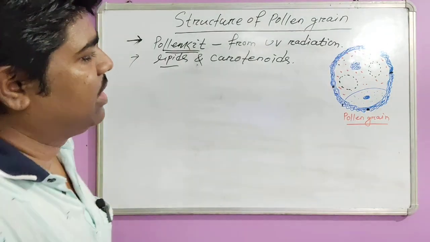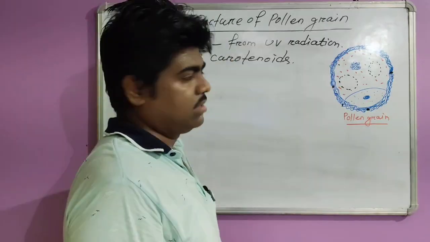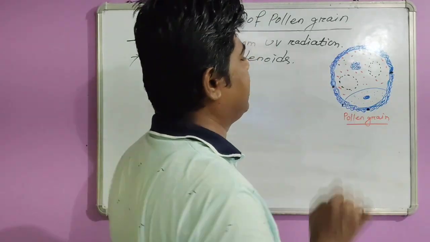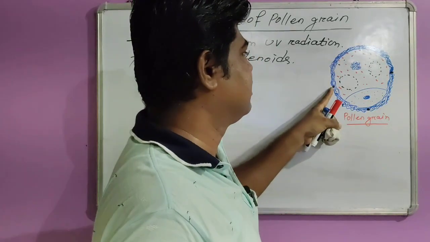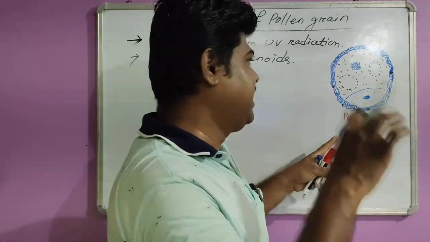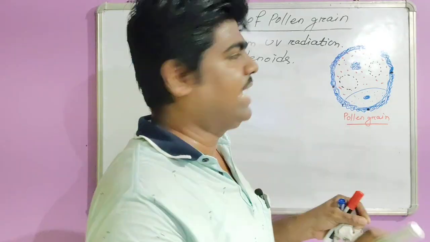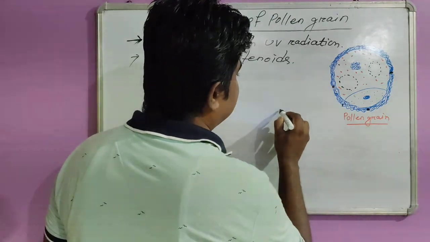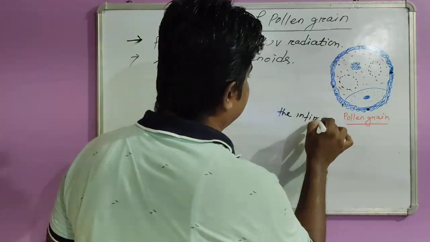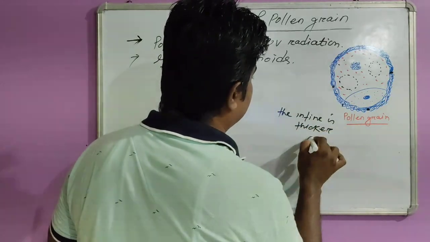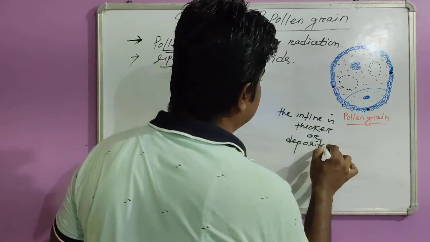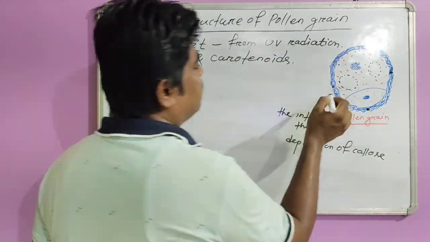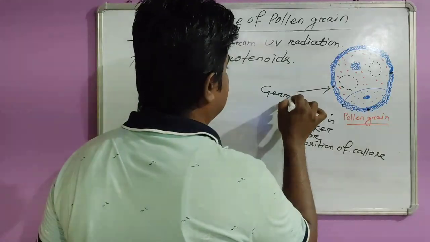Look at this diagram. At certain places the exine is absent. At three places the exine is not continuous. In these places, either the intine is thicker, or there is deposition of callose, and these sites are known as germ pores.